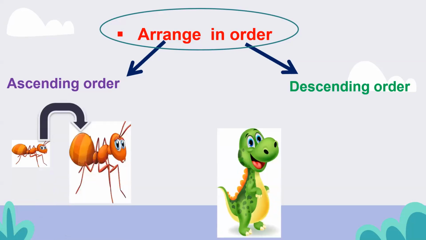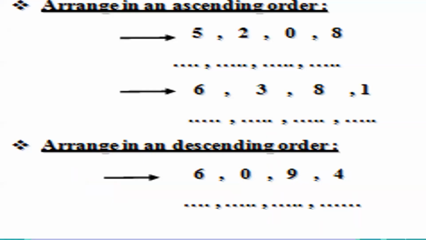And then I have descending order. How do I make descending order? It starts with letter D. D is like dinosaur. It's very, very big. So I must start with the biggest number. So let's start to arrange these numbers.